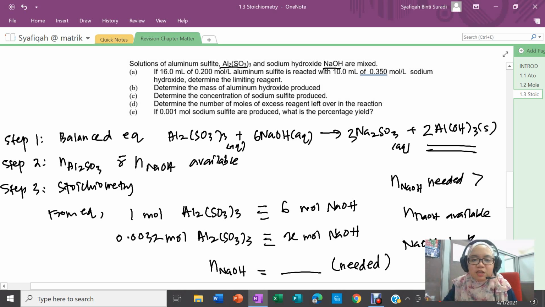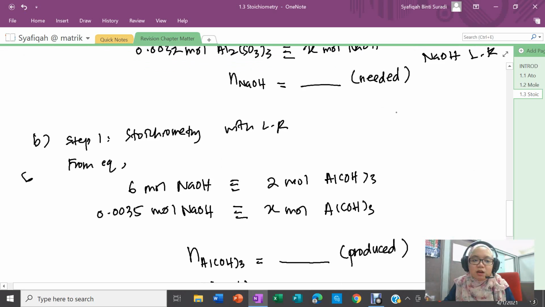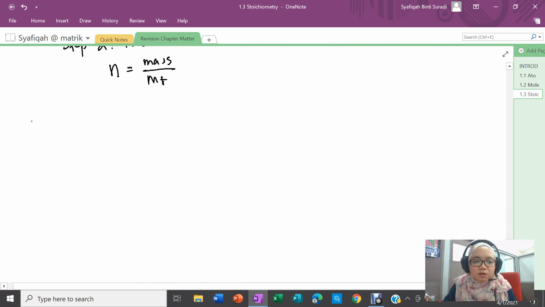Okay, dia suruh determine concentration of sodium sulfide. Sama juga step dia. Step yang pertama, stoichiometry dengan limiting reactant. Macam tadi juga. Okay, soalan B dengan C ni lebih kurang. Okay, soalan C tadi, step 1 sama juga.